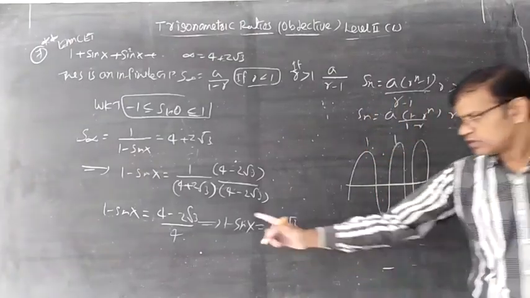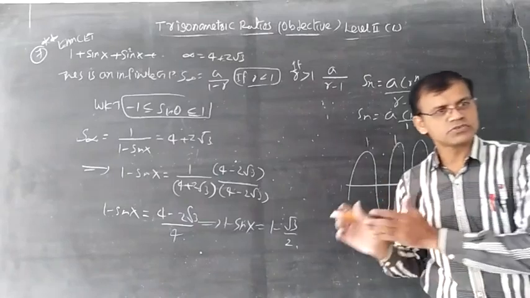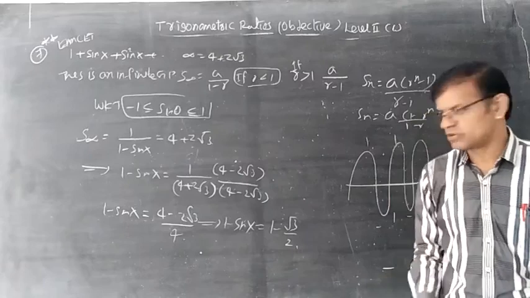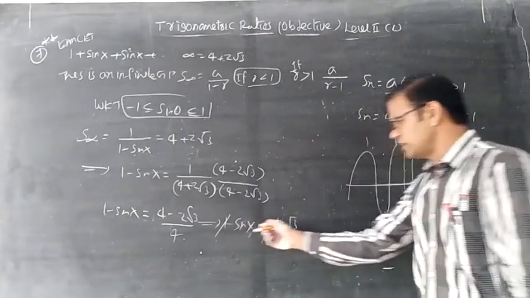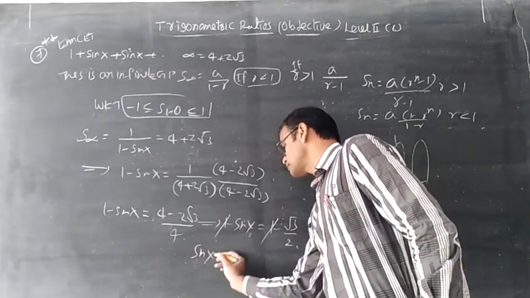How could you say? This 4 can be distributed: 4 by 4 minus 2 root 3 by 4. 4 by 4 becomes 1, 2 root 3 by 4 becomes root 3 by 2. The 1 gets cancelled, and the minus also gets cancelled. Sin x is equal to root 3 by 2.